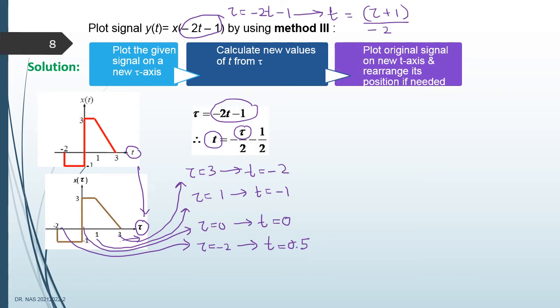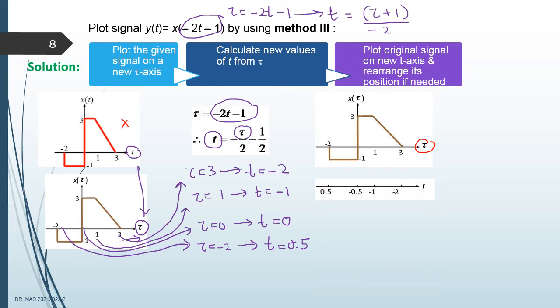Okay, so now you already have your new t values. Originally you have t, the signal in t, and you change it into tau. So this is the signal in tau. Then you need to plot the same shape of the original signal but in the new t-axis. Okay, so this is your new t-axis from your calculation here.